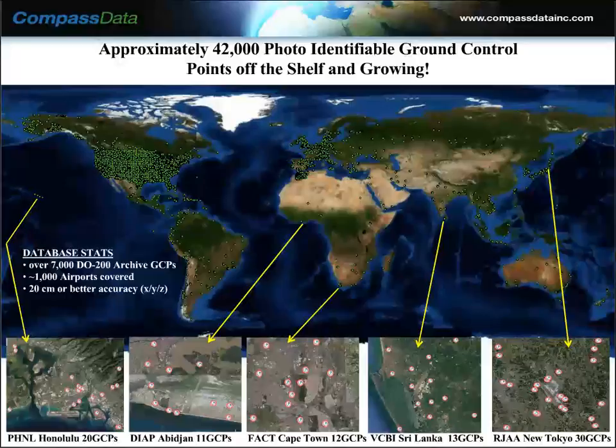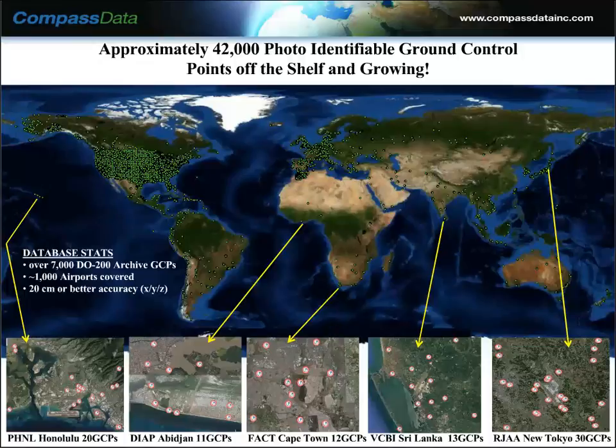So this right here is our ground control point base, approximately 42,000 photo identifiable ground control points off the shelf and growing. The reason for the approximately is that we have field crews out every day collecting more ground control points, and we have people in here post-processing that and putting it into our database. So it's growing every day and updated online.